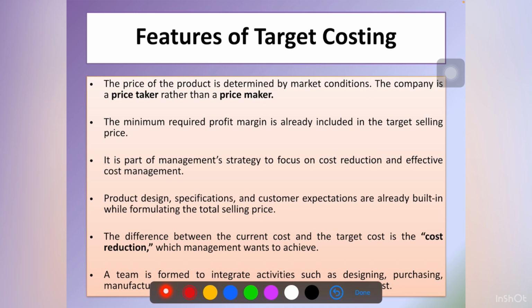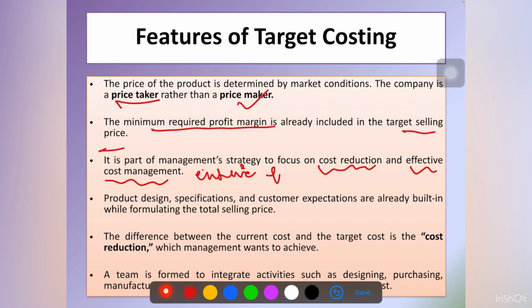Then come the features of target costing. We've already discussed that the company is a price taker instead of a price maker. Then the minimum profit margins are already set, deducted from the selling price. A part of management strategy is to focus on cost reduction and effective cost management over the entire life cycle of the product. Then product design, specification, and customer expectations are already built in while formulating the total selling cost.